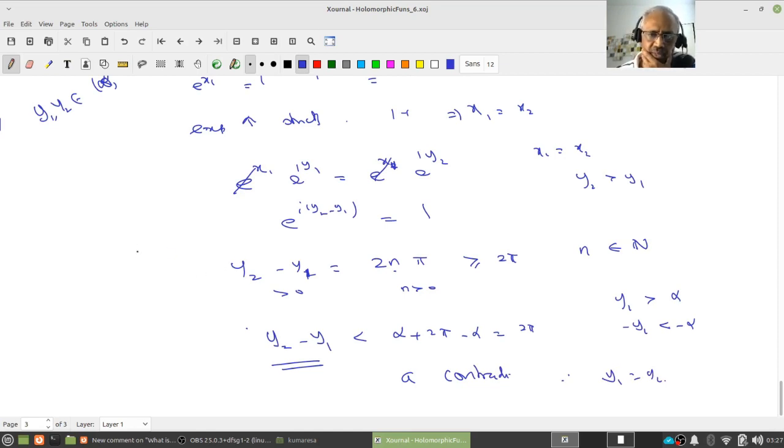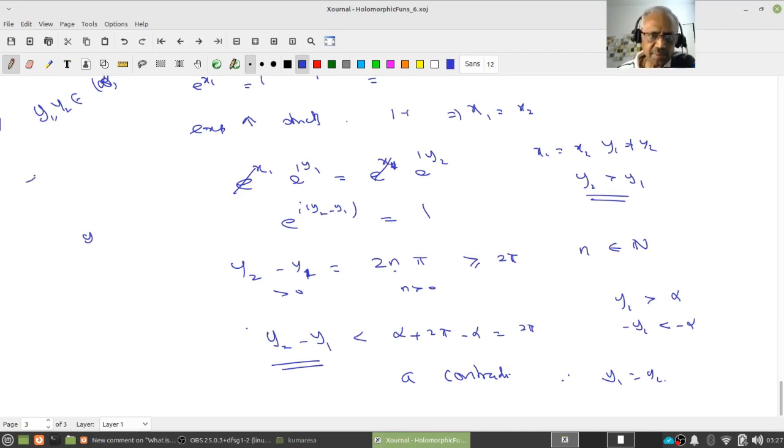If I assume y1 is not equal to y2, say y2 is strictly greater than y1, I get a contradiction. So we have proved this map is 1-1.